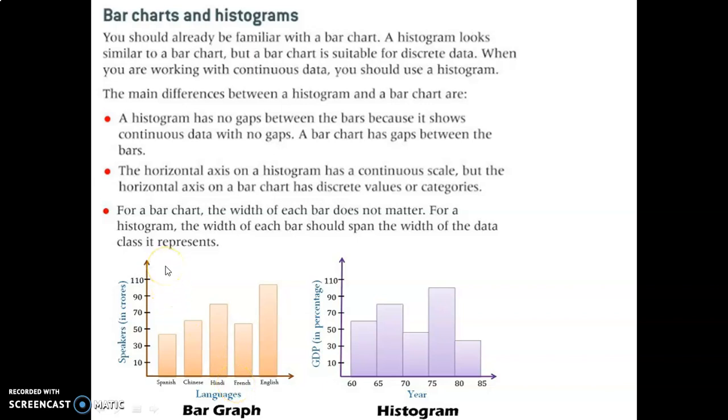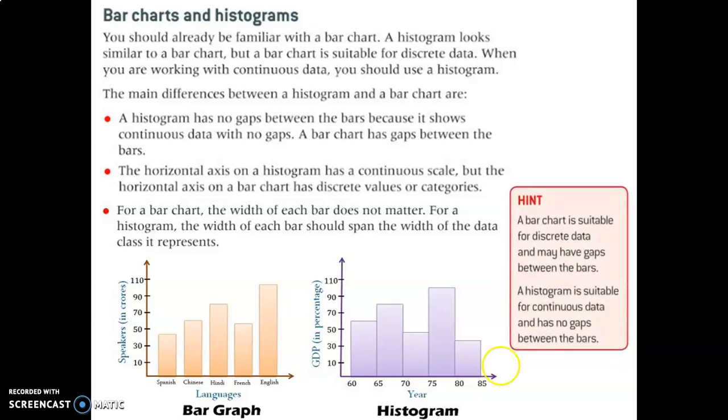Now, for a bar chart, the width of each bar does not matter. For a histogram, the width does matter, because the width represents a certain range of values. So for example, this bar represents the people that are aged maybe from 60 to just under 65, and then this next one would be 65 to just under 70, and then 70 to just under 75, and so on and so on. Okay, that's some important things to know about bar graphs and histograms. Let's keep going. A hint we have for you is a bar chart is suitable for discrete data and may have gaps, whereas a histogram is suitable for continuous data, and there are no gaps.